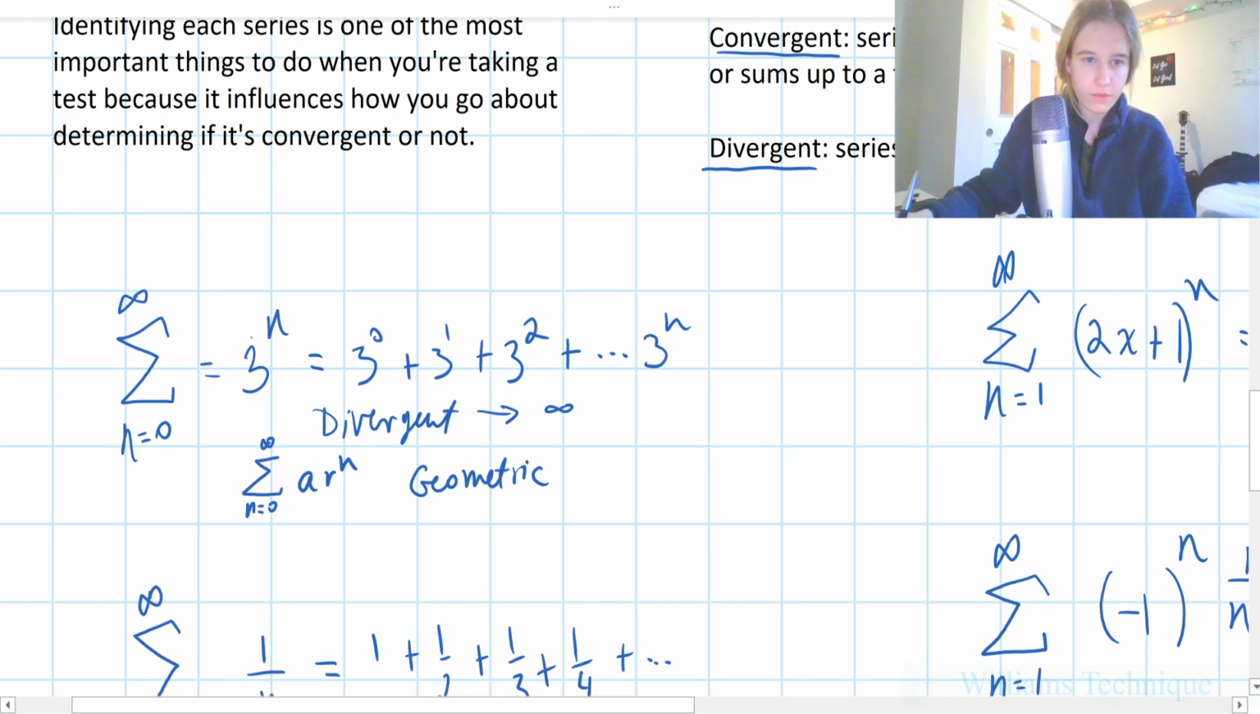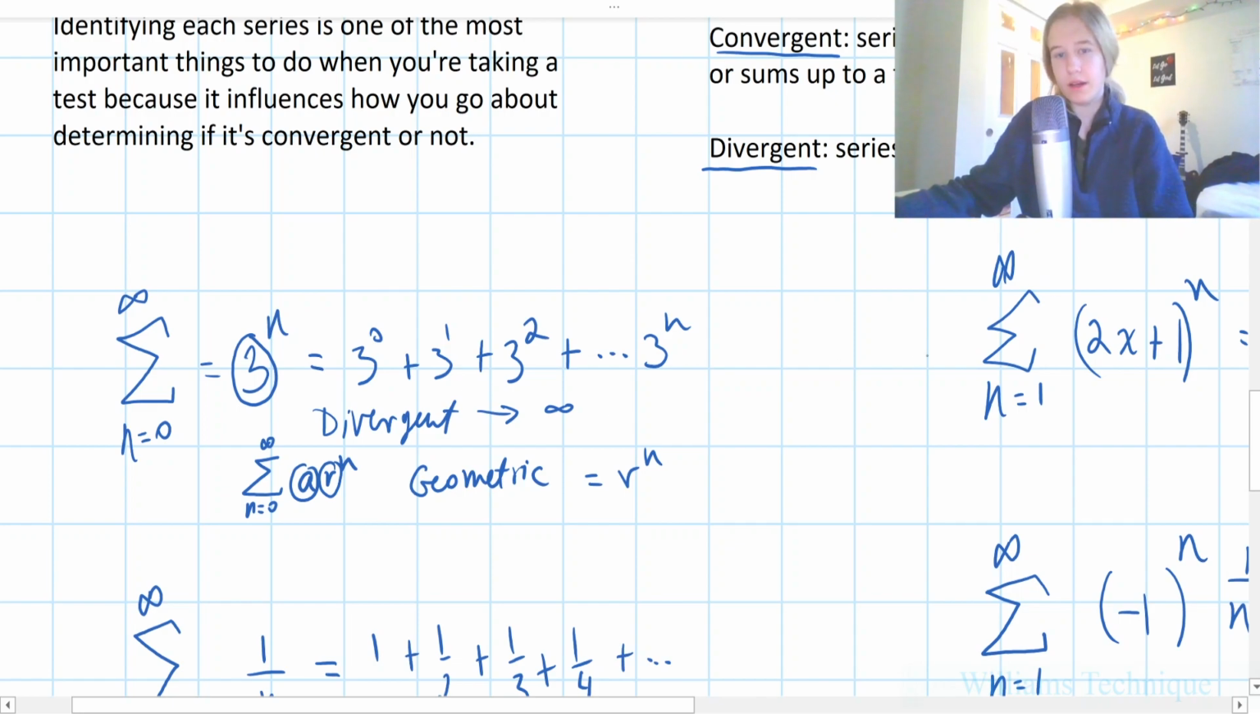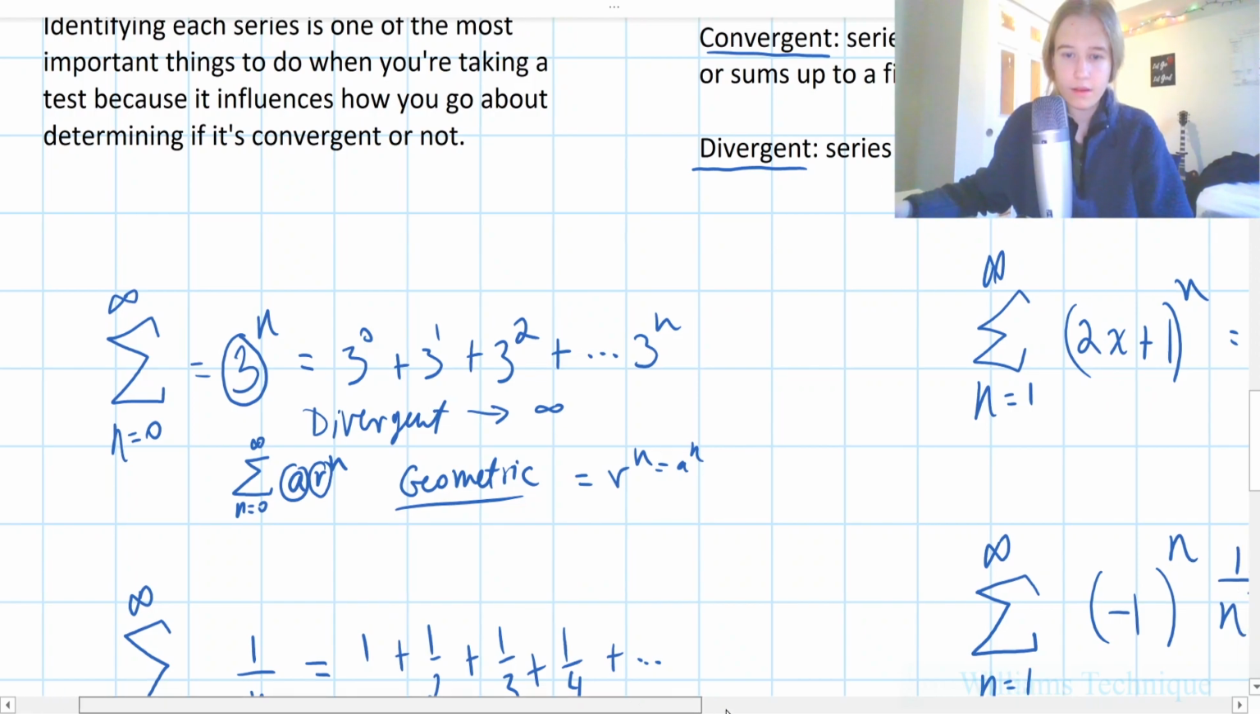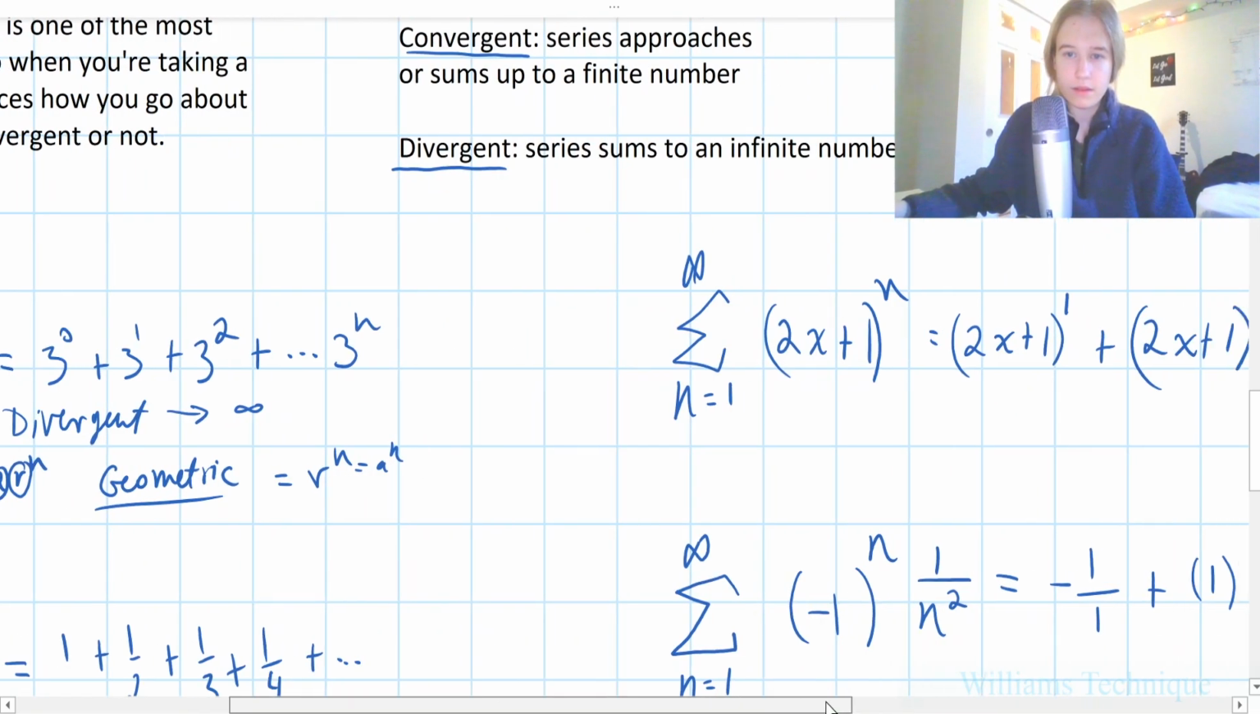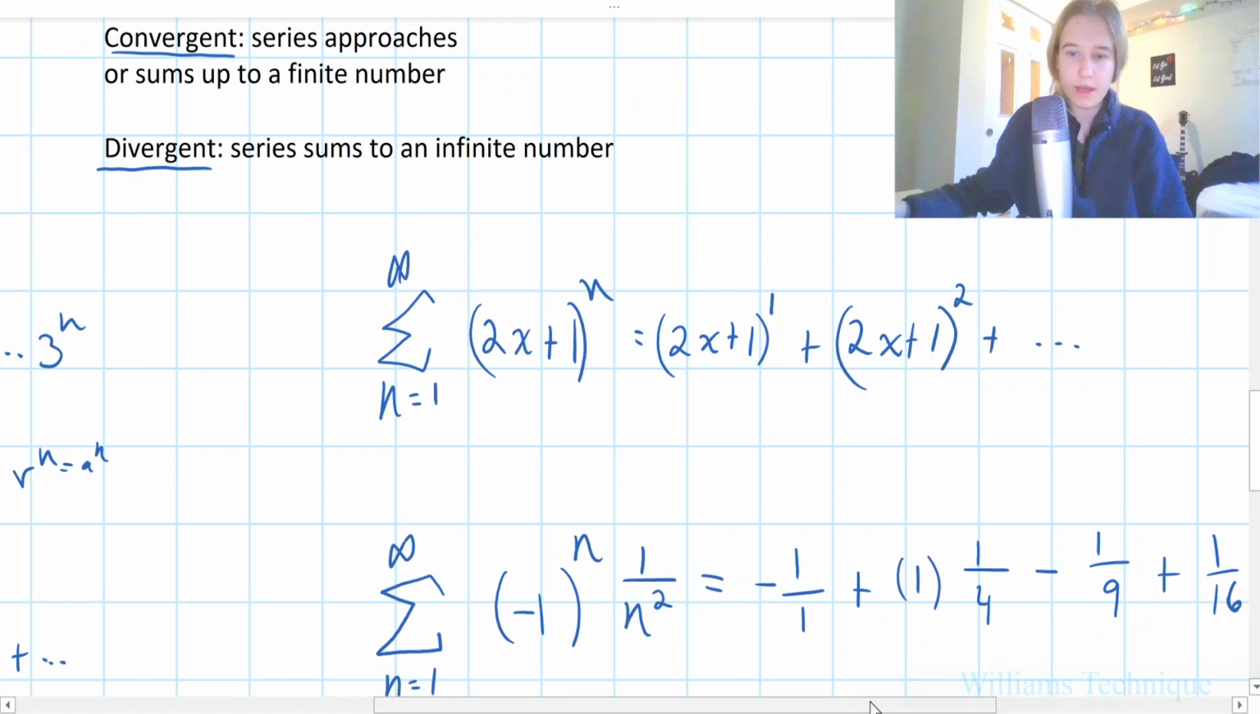Mostly because here we have the first term, which also happens to be the ratio. So in this case, we can essentially rewrite this as r to the n, or a to the n. Either way, this is just going to be a geometric series.